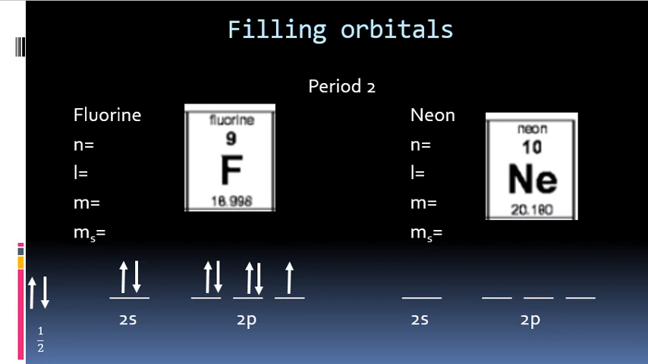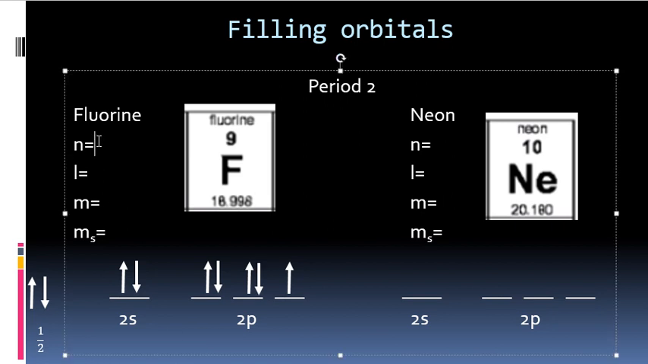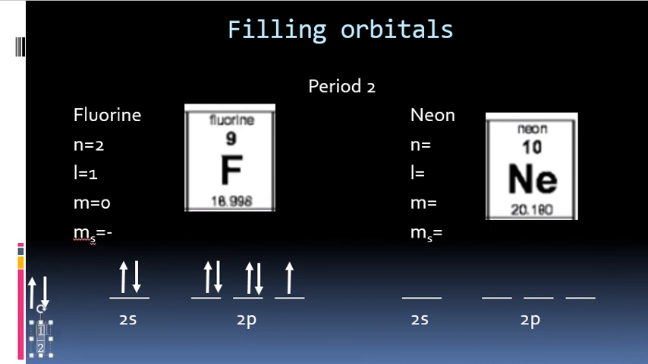To give the quantum numbers for the final electron in fluorine, which is in the middle 2p subshell but pointed downwards, its quantum numbers are going to be 2 for the period number. L will be 1 since we are dealing with a p block element. m will be 0 because that is the middle subshell. And then m sub s, since our electron points downwards, is going to be -1/2.